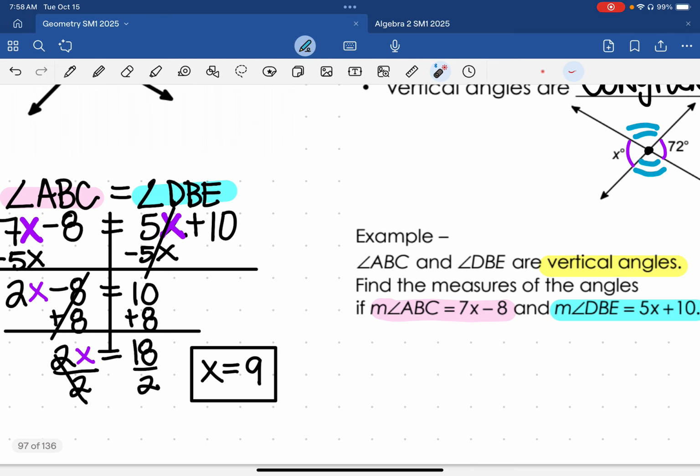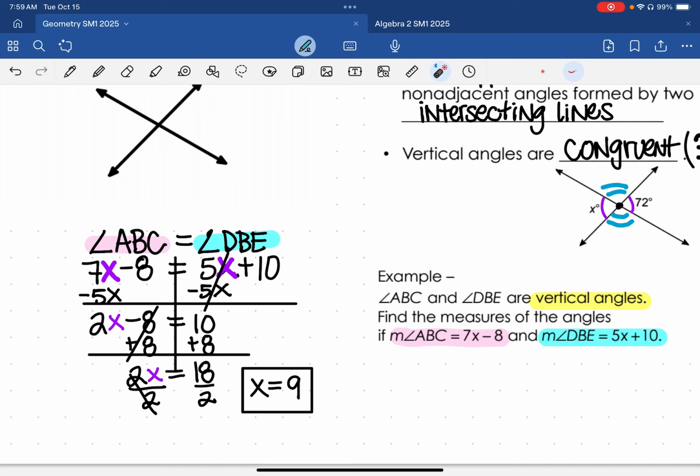I didn't slide over enough. Now in this case, I should get the same answer when I plug both of them in because I did get vertical angles, which means they are congruent.